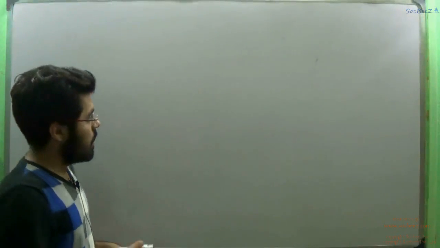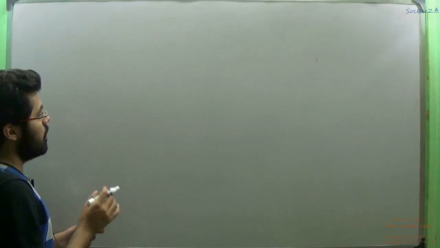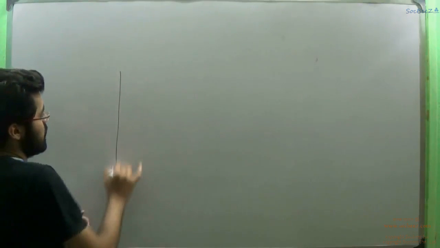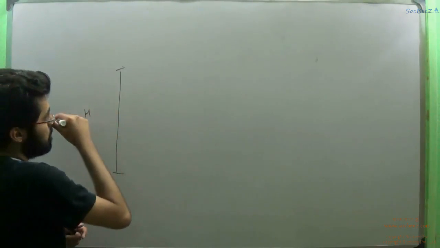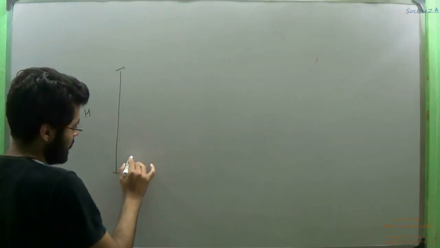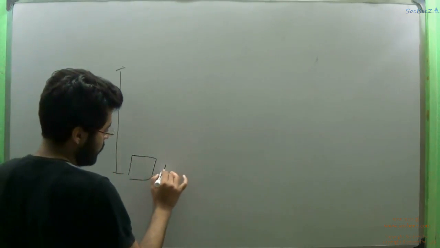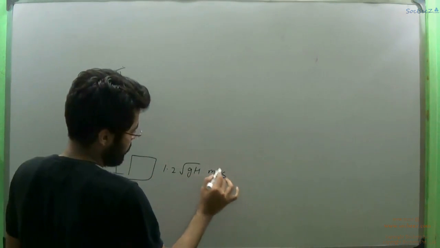Hello friends. So as I was discussing air friction, I would like to give you another problem related to air friction. Suppose a block is at a height h and from the top it's being just dropped, and when it touches the bottom its speed is 1.2 root under gh meter per second.